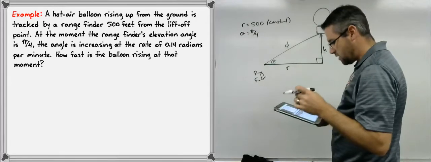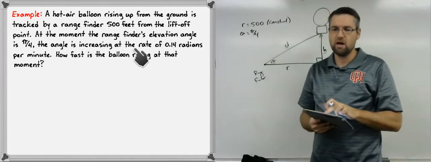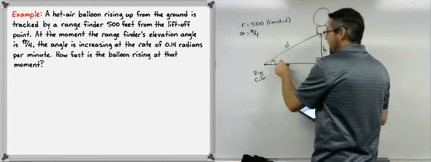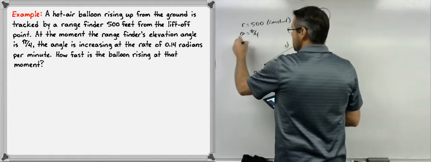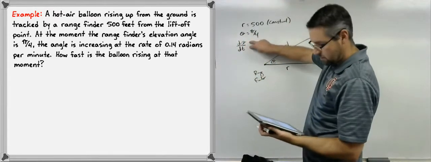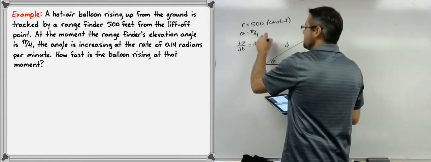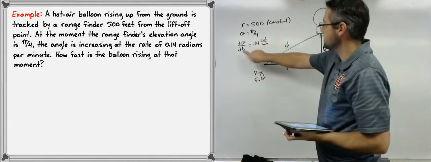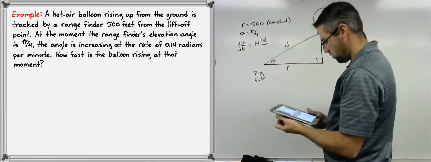The angle is increasing at a rate of 0.14 radians per minute. Well, how do I write that down? The angle is increasing at a rate, there's your rate, of 0.14 radians per minute. And so you can see it there. Minute is a time, radians is our function here. So d theta dt is 0.14.